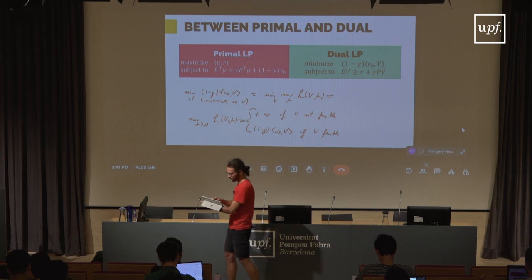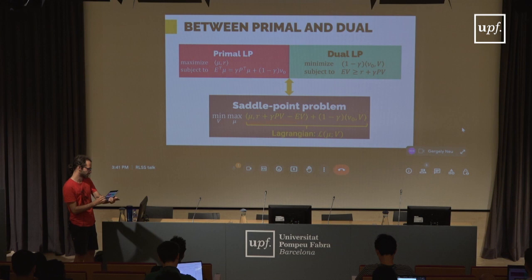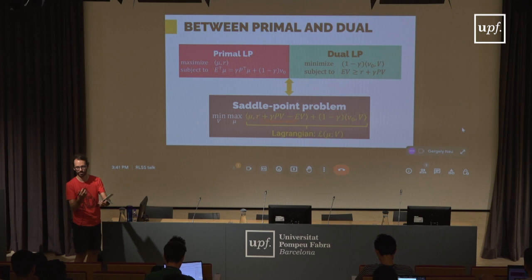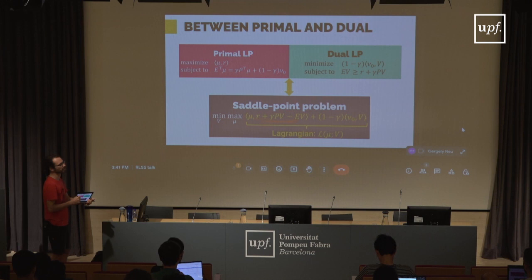So this property that I mentioned is easy to see if you observe the structure of this optimization problem. You see that if the constraints on V are not satisfied, which means that this thing over here, R plus gamma PV minus EV, is positive, then mu can choose the value plus infinity and simply run the value of this Lagrangian off to plus infinity and make V suffer plus infinity loss.